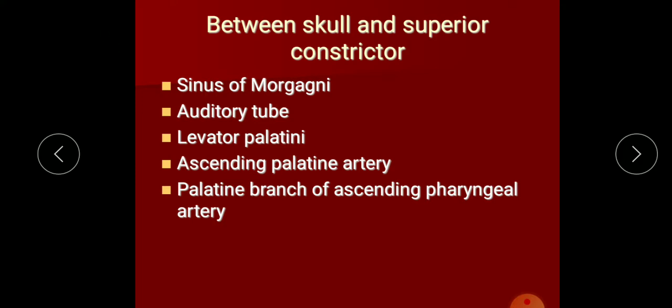There are 4 structures. Look at that. First is the auditory tube. Second one, levator palatini muscle. And then you get 2 arteries. One is the ascending palatine artery and the other one is the palatine branch of the ascending pharyngeal artery. So 4 structures, name them. One is the auditory tube, 2 levator palatini, 3 ascending palatine artery, and 4 the palatine branch of the ascending pharyngeal artery. So these 4 structures which are passing through the sinus of Morgagni will pierce the pharyngobasilar fascia and then enter inside. Fine.